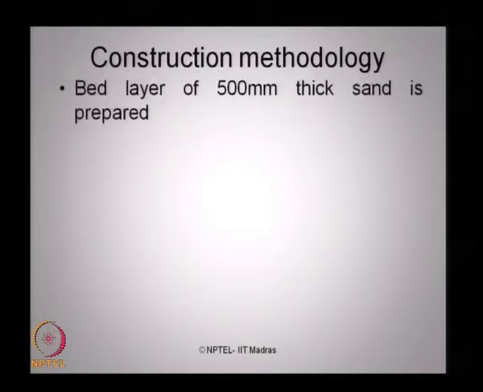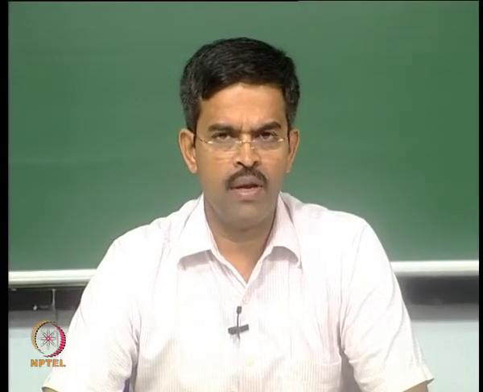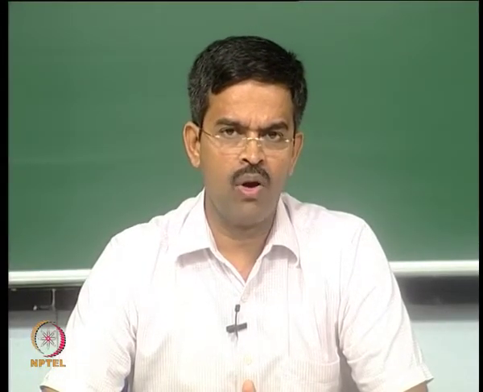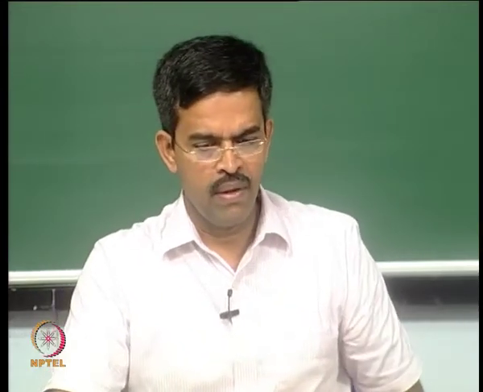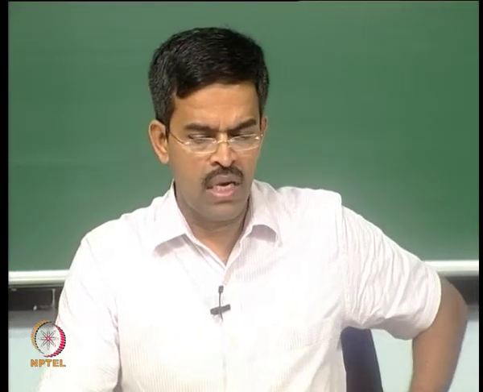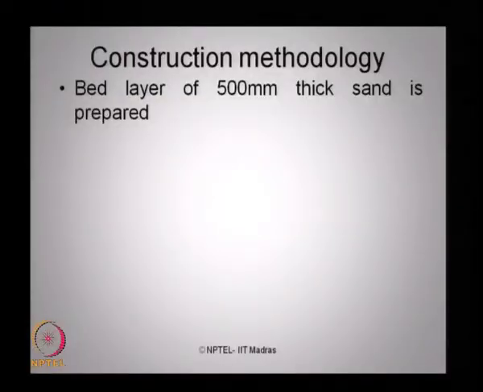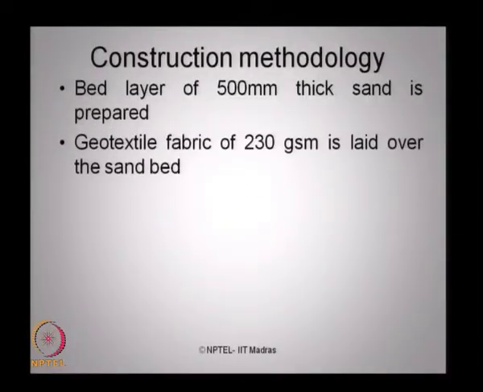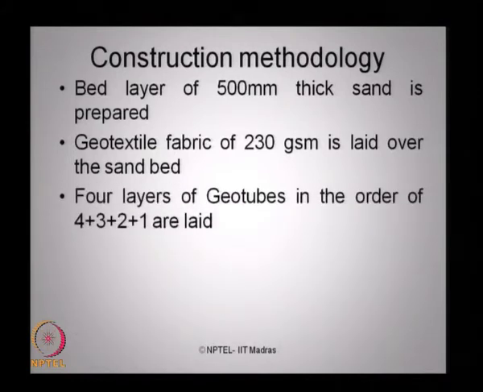If you look at the construction methodology of the newly proposed saline embankment using geotube core, which is placed over and above the gabion boxes as an integral arrangement, the bed layer consists of 500 mm thick sand which is first prepared, over which the geotextile fabric of 230 GSM is laid over the sand bed to act as a filter. 4 layers of geotubes in pyramid order, with a base of 4 followed by 3, 2 and 1 on the top, are laid subsequently.